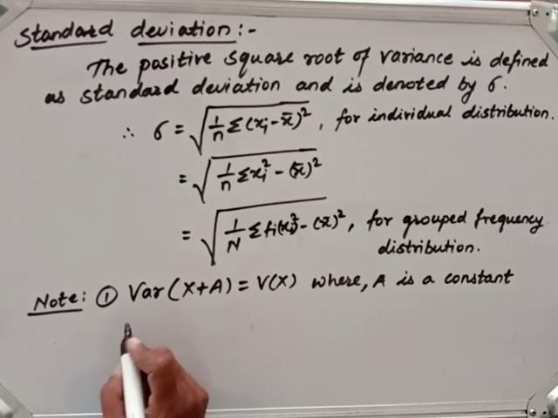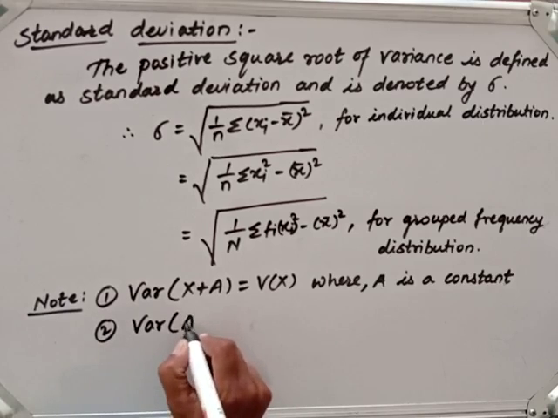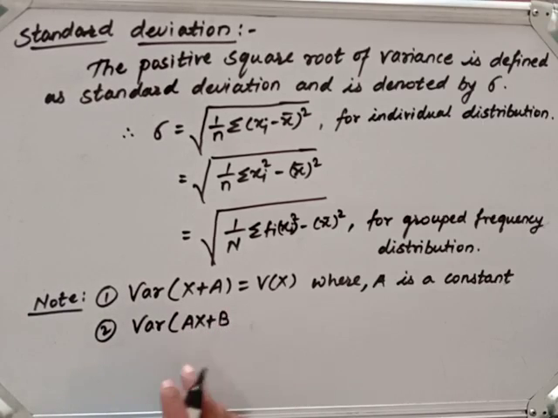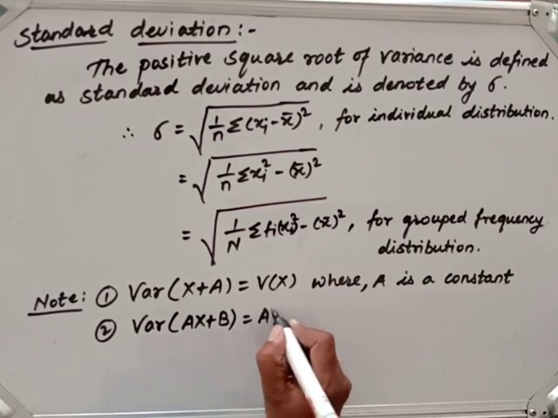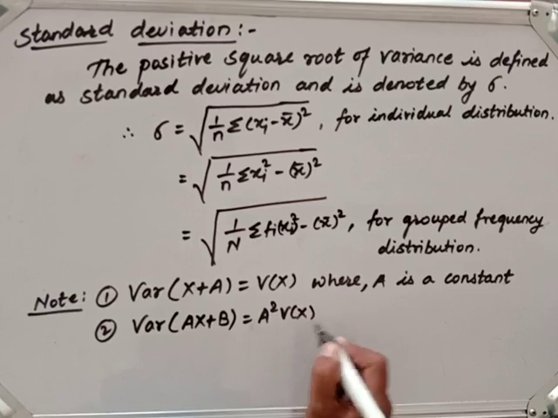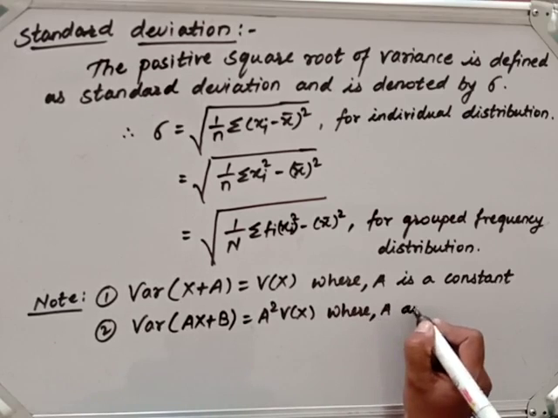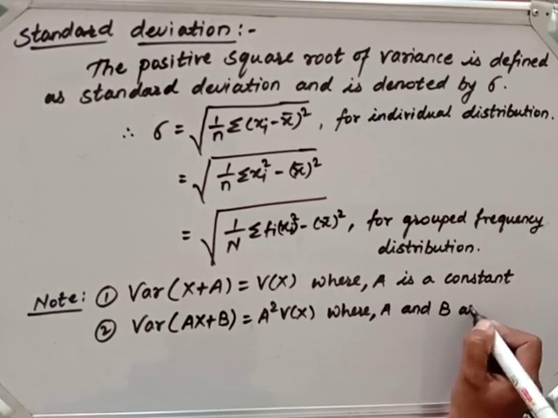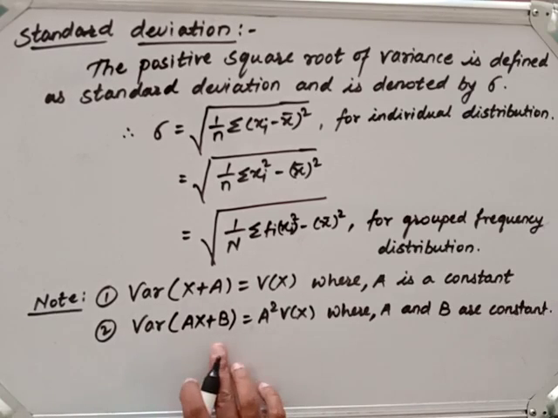After doing the calculation, later on we have added one constant to each and every xi, and again we have found the variance. It doesn't change. Similarly, another thing: variance of ax plus b, where a and b both are constants, means we have multiplied each and every xi by a constant and added another constant. Then it is nothing but a square VX, where a and b are constants.